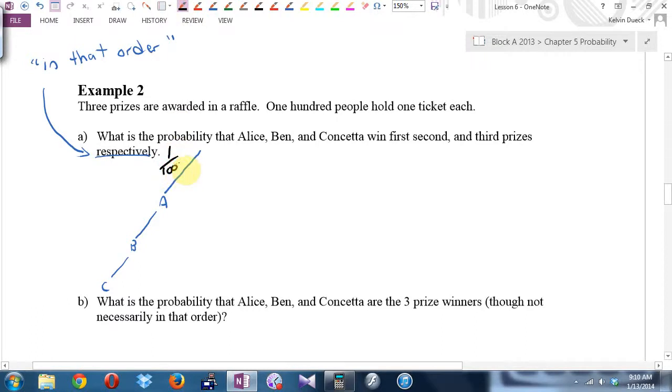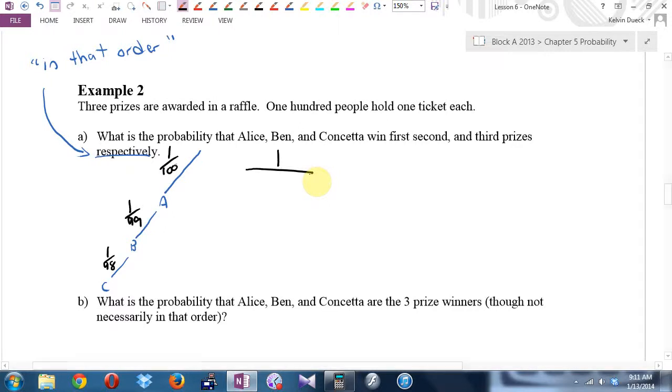Okay, she wins. Woohoo! Now we reach for another ticket. How many tickets are now left in the pot? 99. How many of those tickets does Ben own? Okay, Ben wins. How many tickets are now left? 98. And how many are owned? What's the answer to this question going to be? Now you can go 100 times 99 times 98. Don't write that. If you did, that's fine. But I'm going to show you a different way to write that.